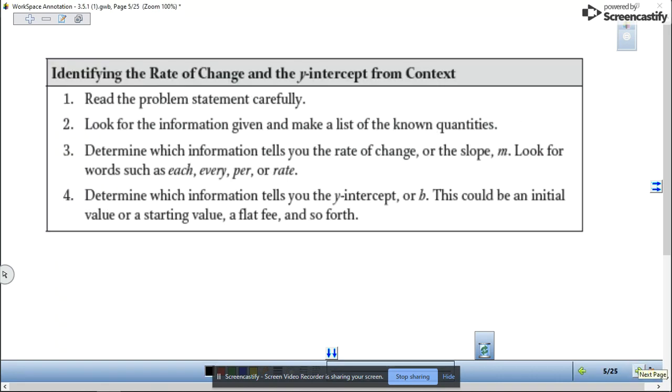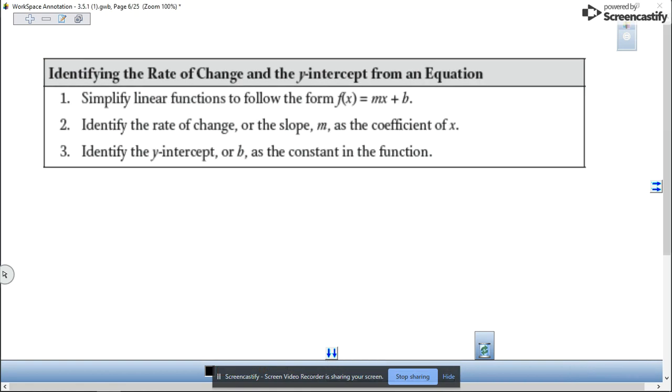Identify the rate of change and y-intercept in context. Make sure you read this. Read the problem carefully, look for information, make a list of what's known. Determine which information tells you the rate of change. Look for things like each, every, per, or rate. Those are usually a good hint. Determine which information tells you the y-intercept or the b value. That should be your initial value, your starting value, flat fee, those things we've mentioned over and over again.